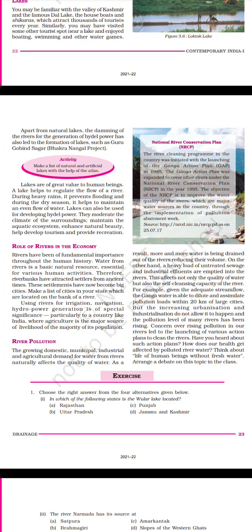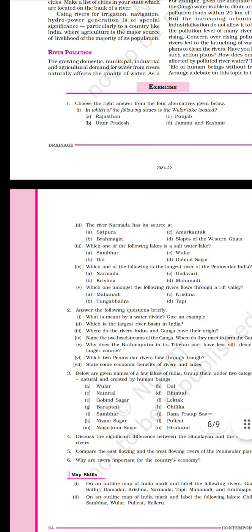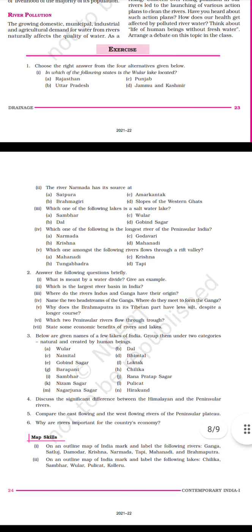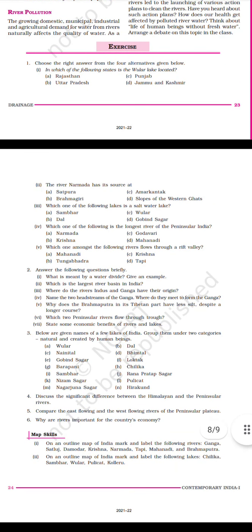Exercise. Choose the right answer from the four alternatives given below. In which of the following states is the Wular Lake located? Rajasthan, Punjab, Uttar Pradesh, Jammu and Kashmir. The river Narmada has its source at Satpura, Amarkantak, Brahmagiri, slopes of the Western Ghats.